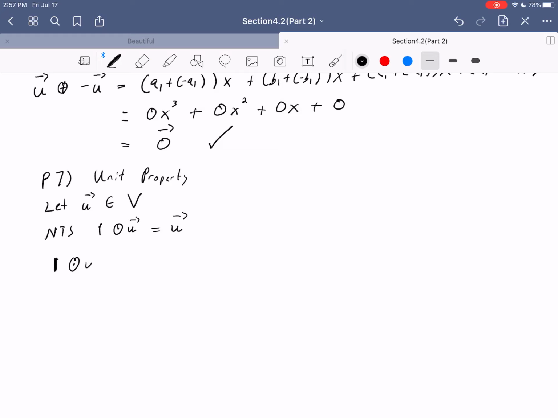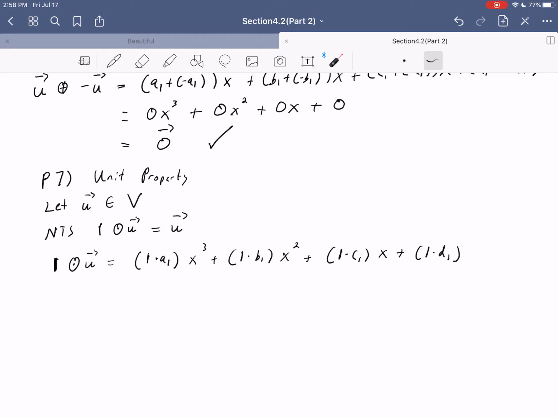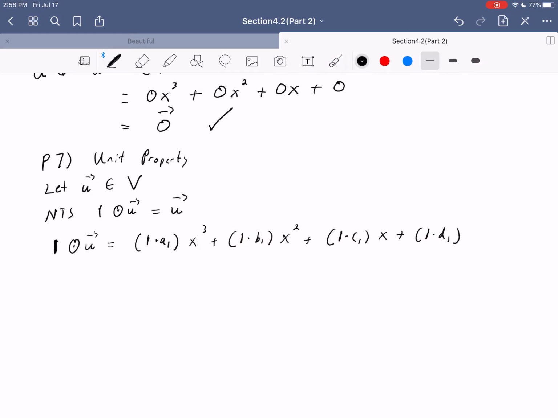1 dot U, by definition, is going to be 1 times A1 x cubed plus 1 times B1 x squared plus 1 times C1 x plus 1 times D1. Keep in mind here, notice that these dots are not circled because this is just normal multiplication of real numbers.